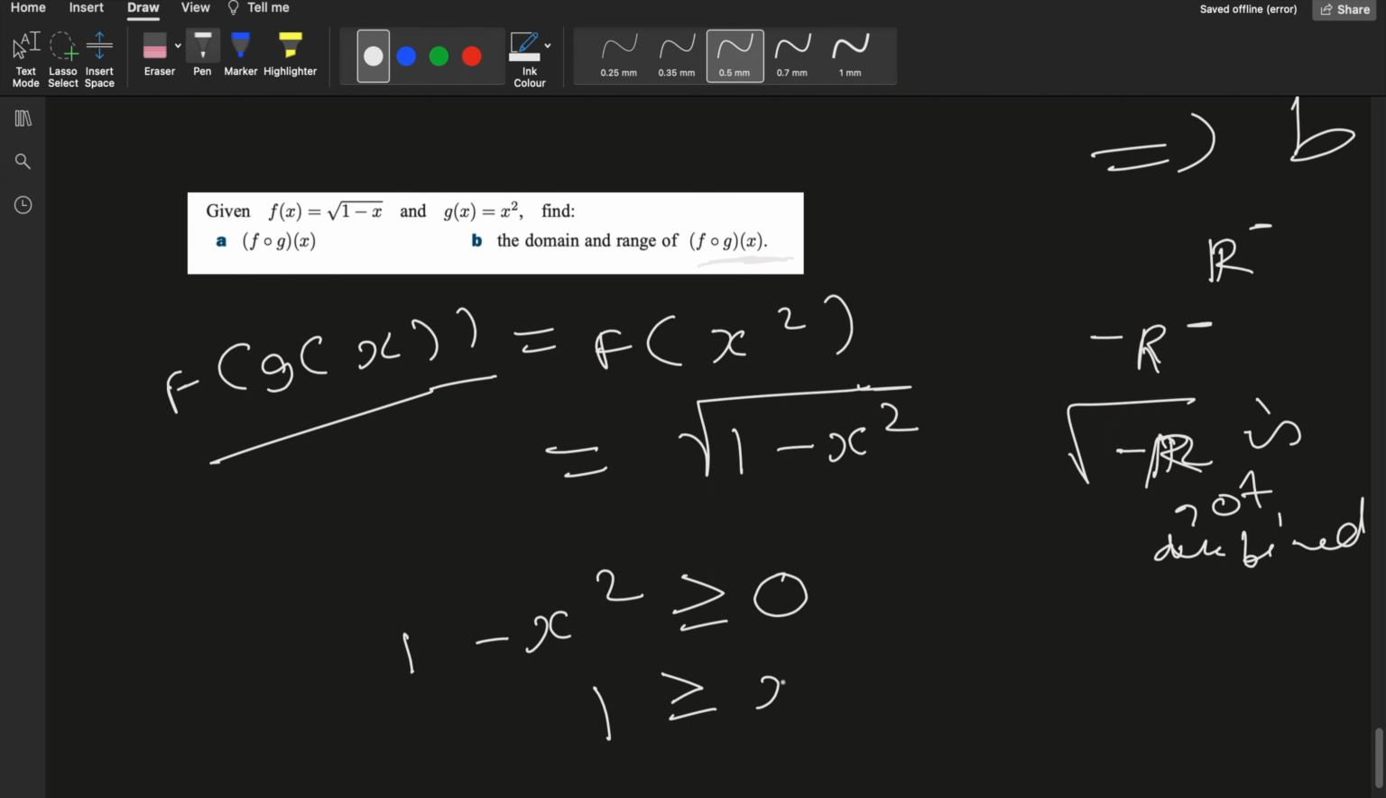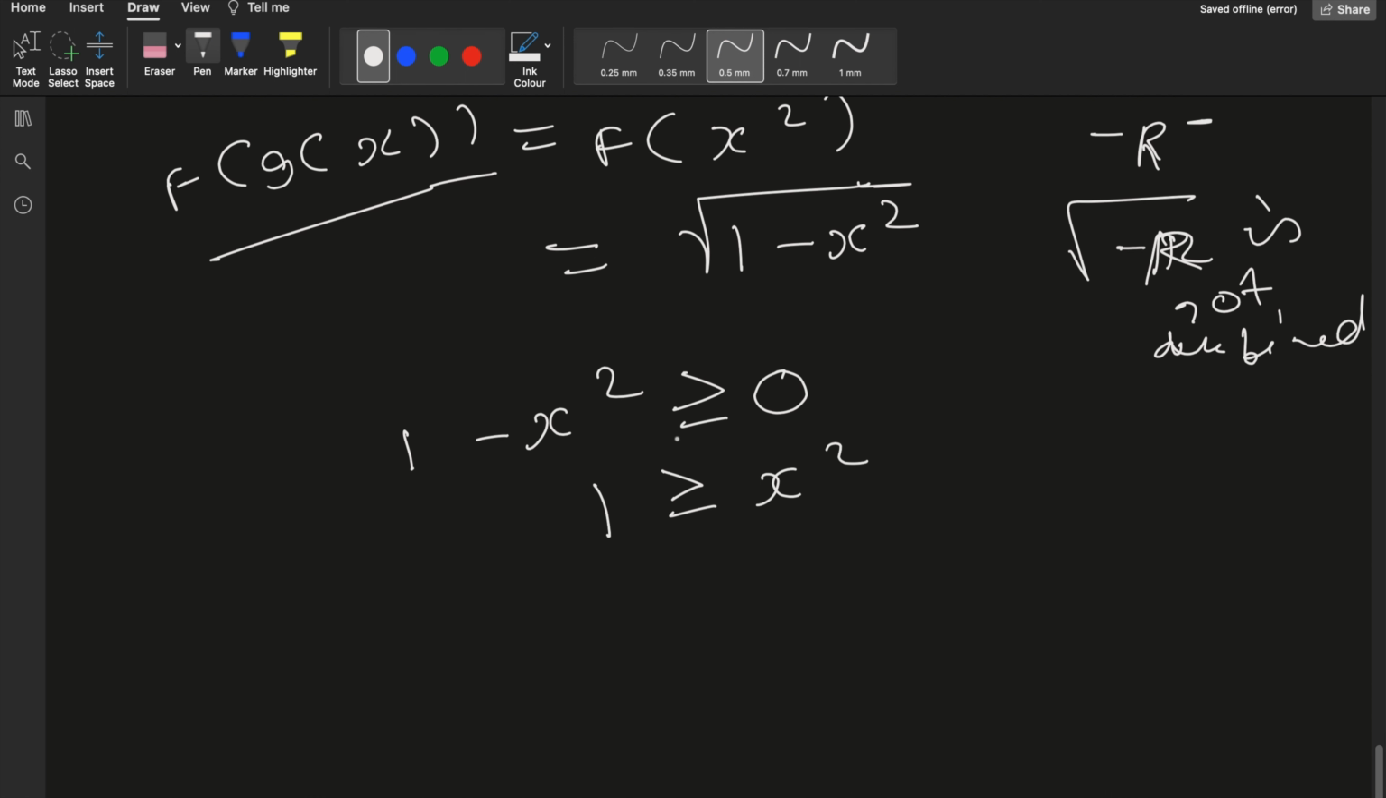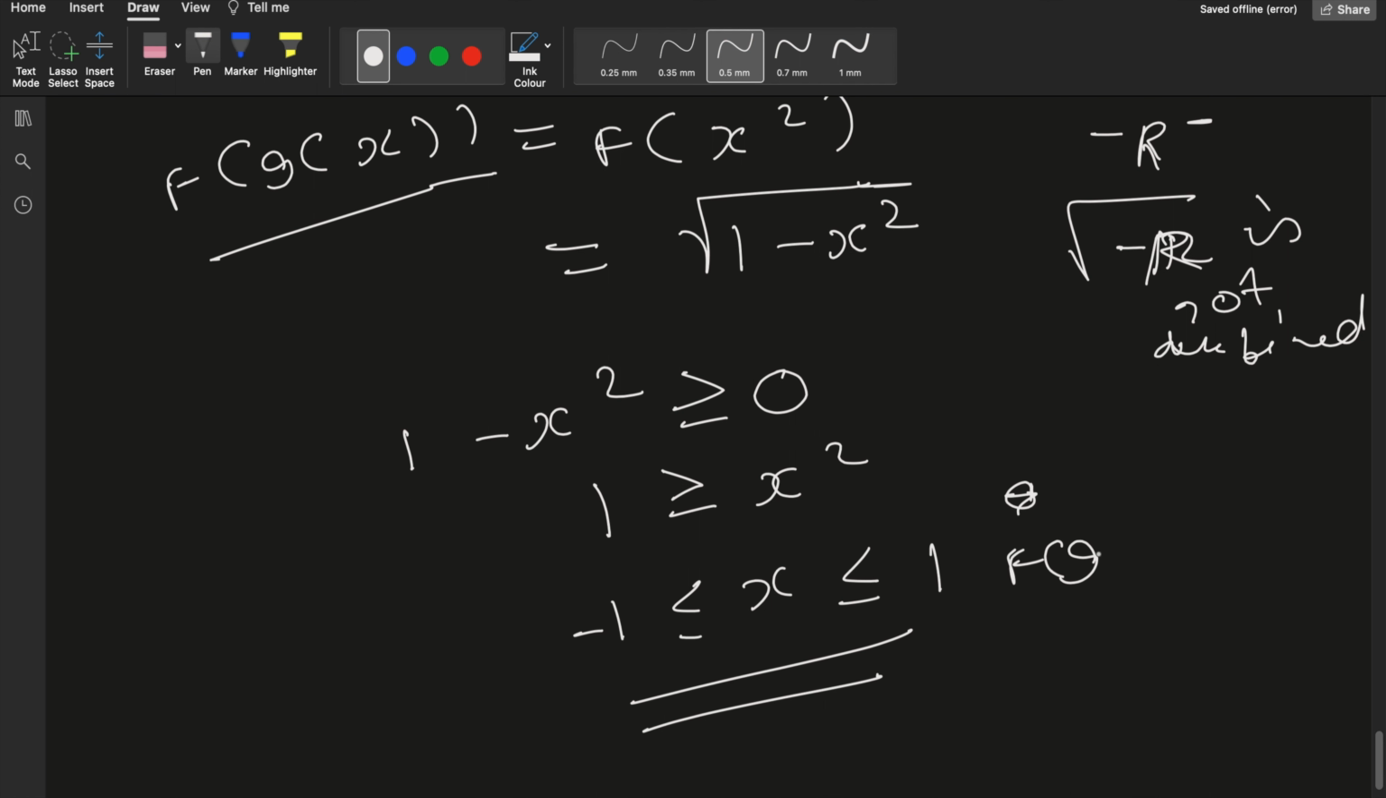1 is greater than or equal to x squared implies that minus 1 is less than or equal to x is less than or equal to 1. So that's the domain. And range is basically f of g of x is greater than or equal to 0. Yeah, that's quite simple.